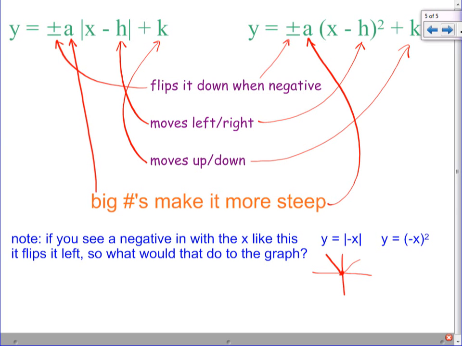Okay, so if this flipped over the y-axis, wouldn't it look exactly the same? Yeah, it's like a mirror image. Okay, so that doesn't change. What about with parabolas if you flipped it over the y-axis? It's going to look the same. So if you see a negative sign in there, it's not going to change the graph at all. Questions?